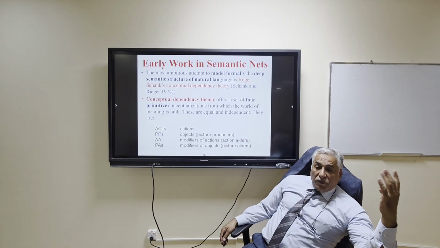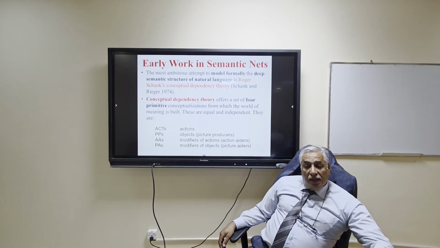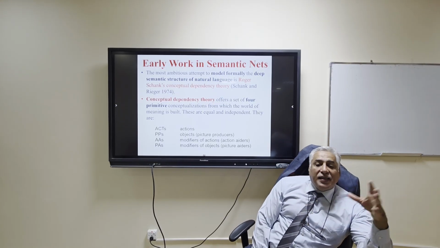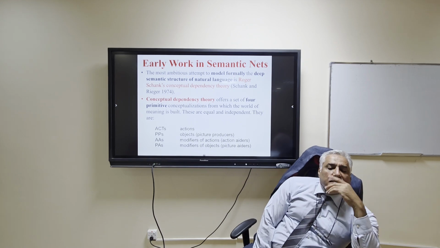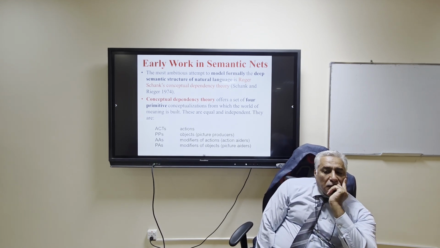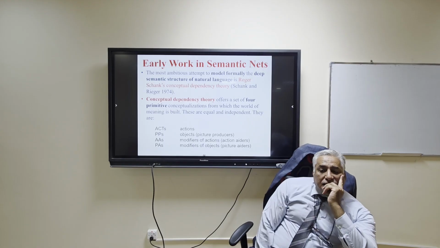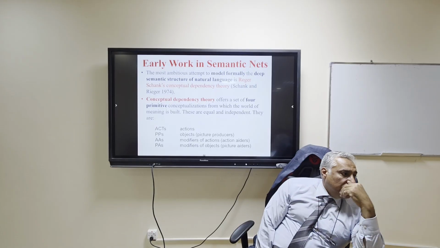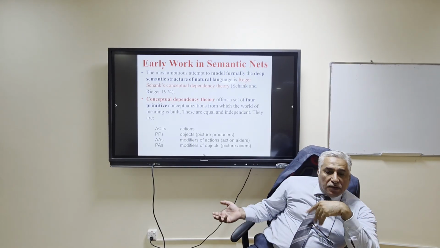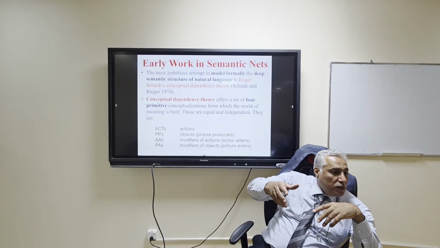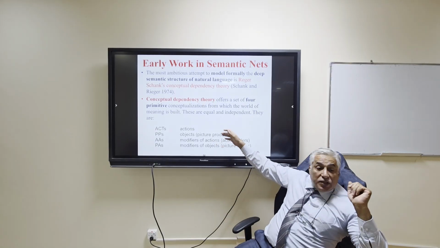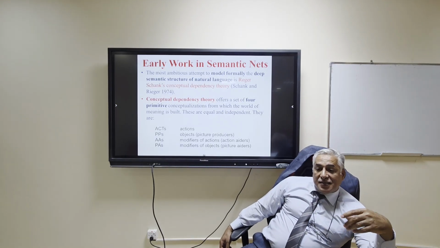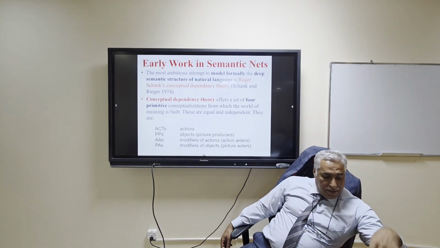These four primitives can be used to illustrate all ambiguities in the language when we represent the language. For another example, dog bites Ahmed. Which one bites the other? Dog bites Ahmed or Ahmed bites the dog? In this fashion, we will represent this in a simpler manner. Okay?